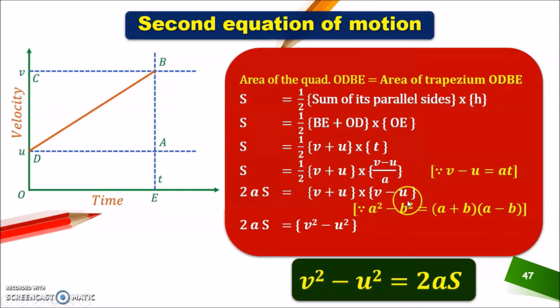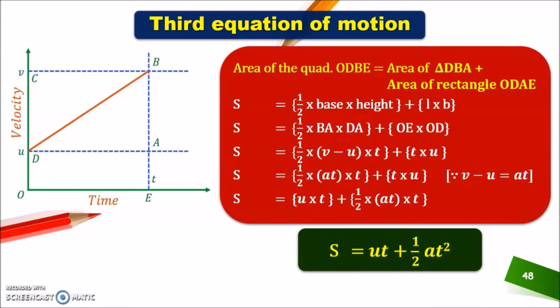statement resembles a mathematical identity, that is a square minus b square equals (a plus b)(a minus b). So instead of this expression, we can write v square minus u square. And this equation can be written as v square minus u square equals 2as. This is our second equation of motion. Is it clear, students?